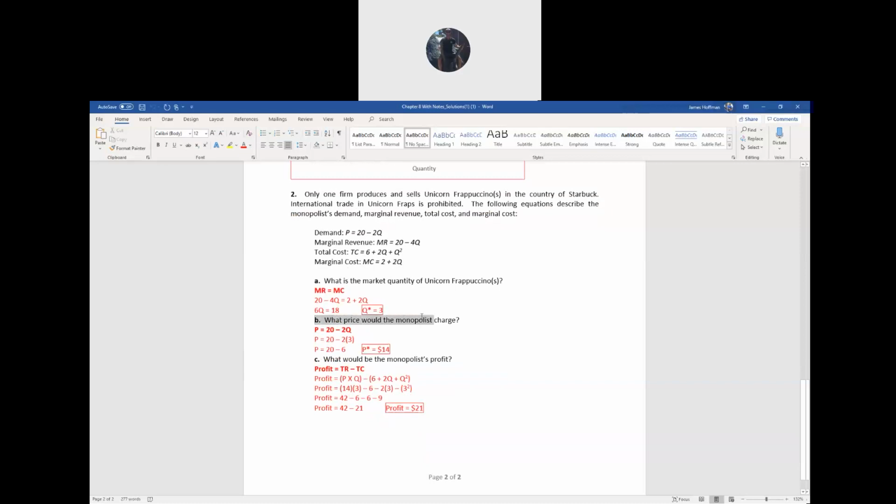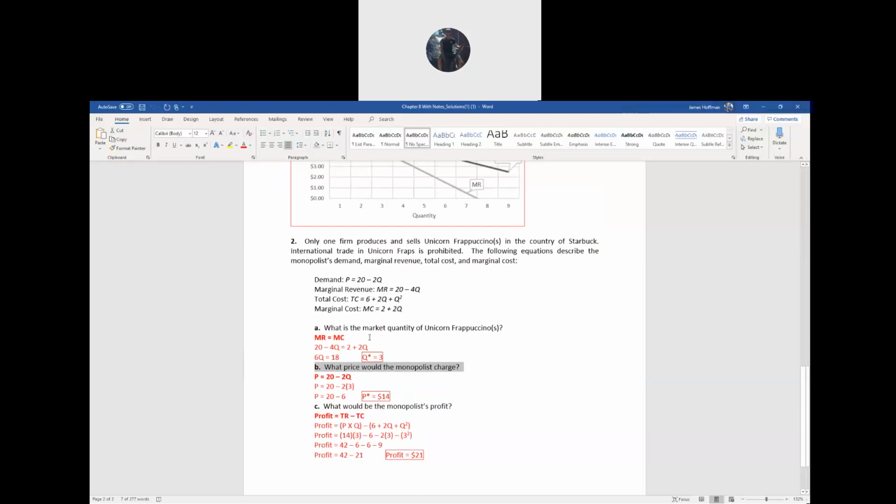Now B, what price should the monopolist charge? So once you get the output, you want to go to the demand curve, plug in the Q star, and then find the price the consumers would pay at that quantity. All right, so we got the Q. We're going to plug that in right there. Okay, so here's our demand curve, which is given, 20 minus 2Q, and P equals 20 minus 2 times the Q of 3. All right, so this goes right there. All right, and that gives us a price of 20 minus 6, which is a price of 14.